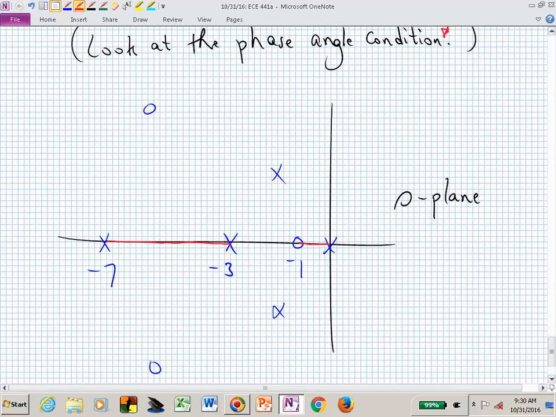How many root locus branches do I have? How many open loop poles do I have? Now I do have to worry about things off the real axis. How many open loop poles do I have? How many X's are there?